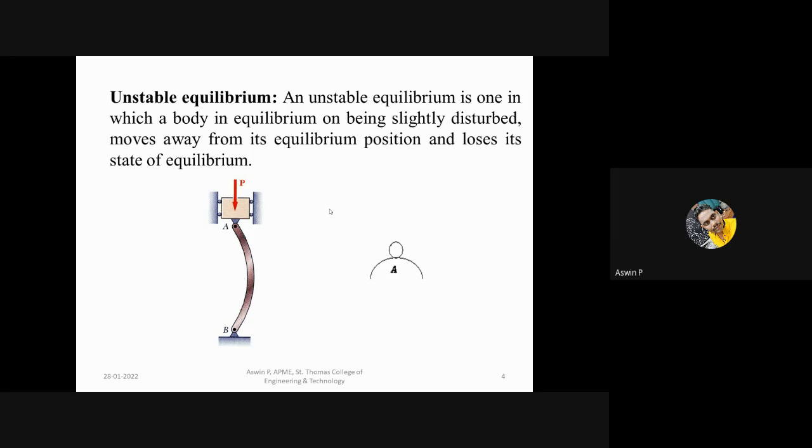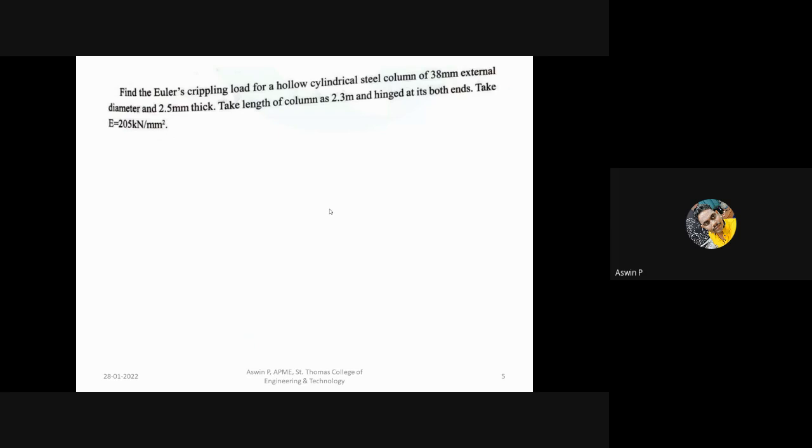I will go to a problem. These are the three equilibrium conditions for a column: stable, neutral, and unstable equilibrium. So after that we are going to solve a problem. For that I am taking a problem as given here. Write the problem. It is a problem to find Euler's crippling load.